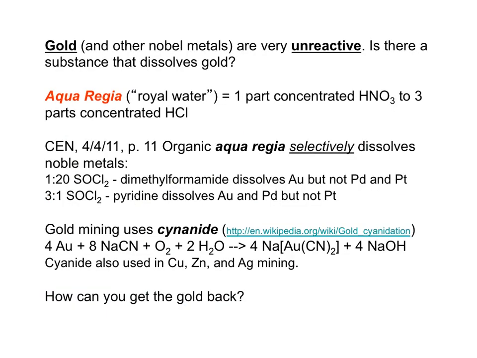Aqua regia is another substance that dissolves gold and other inactive metals. Organic aqua regia selectively dissolves noble metals. And cyanide is used to mine gold. It involves the formation of the soluble complex ion.